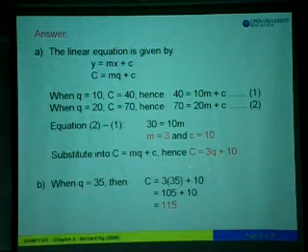So using the function of this cost that we have just obtained, find the value of cost. Find C when Q equals 35. So we substitute into C equals 3Q plus 10. Q is substituted with 35. So we will get 105 plus 10. The answer will be equal to 115.